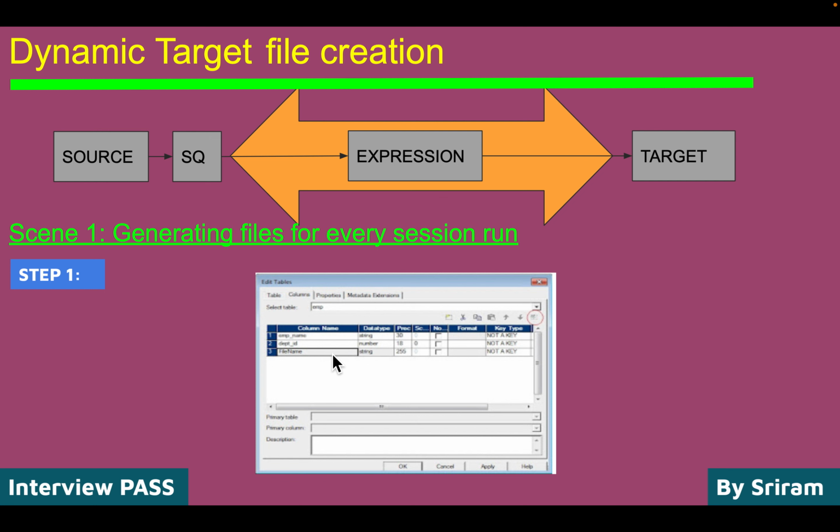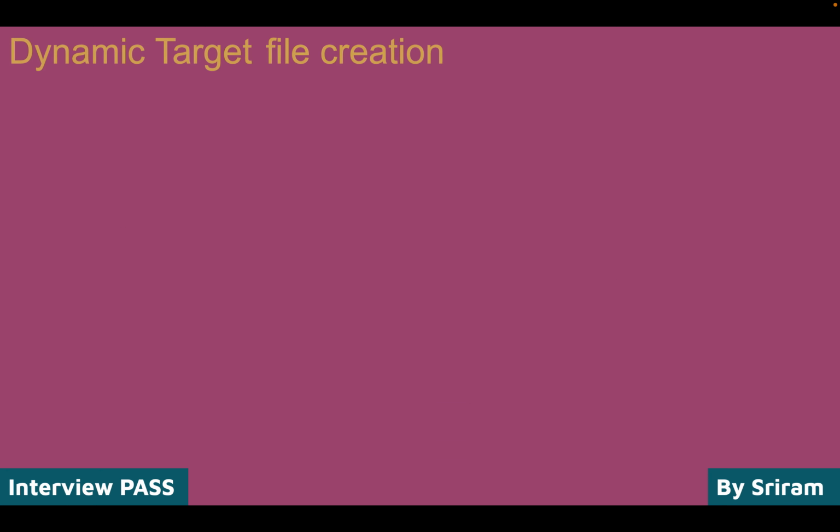This is very important for dynamic file creation. The port you use in the expression for file name can be attached through a link to the target file name. This is a very important step. Let us see step 2 for the same scenario.